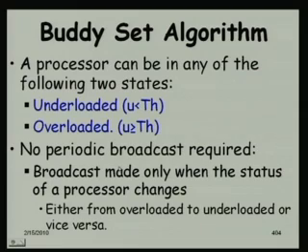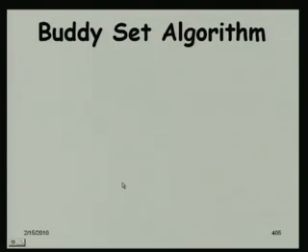Here no periodic broadcasts are required, and a node broadcasts only when its status changes from overloaded to underloaded or vice versa. So, this part of the communication is greatly reduced. Just check here: instead of sending messages every second or so, it just broadcasts only when its status changes. No need of having that window. No window, nothing is necessary here. The messages are sent asynchronously as and when there is a change in the status.